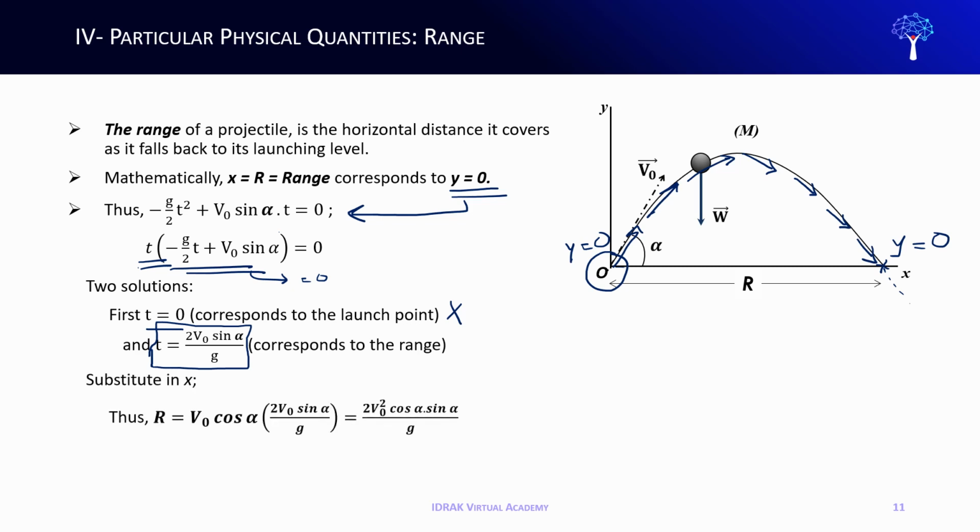Taking this time and substituting it in x, you get x or r as in range, v0 cosine alpha times t, and t is 2 v0 sine alpha over g, and we have this result. So the range is 2 v0 square cosine alpha times sine alpha over g. Pretty interesting equation. Again, just like we talked about the height, it's important to memorize this. In questions, you can use it directly without referring to how it was developed in the first place.